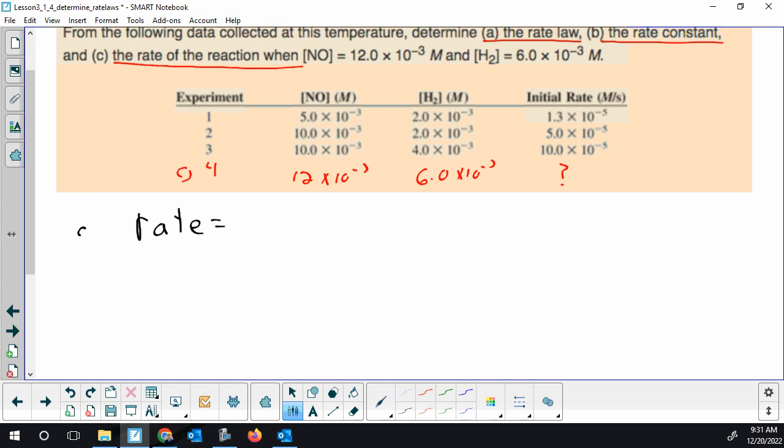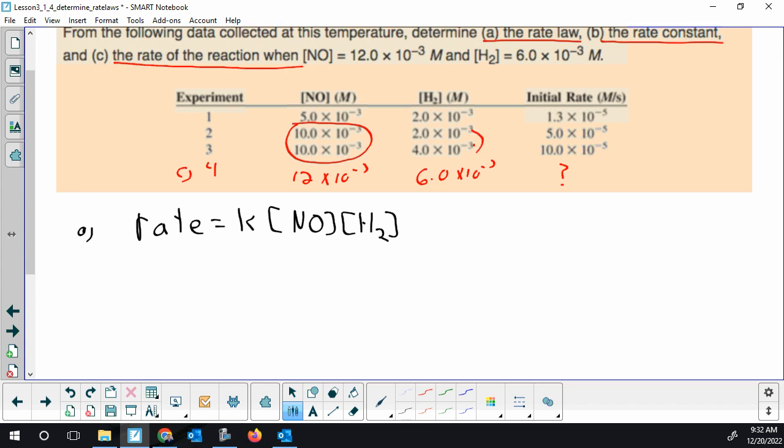So we want question A, rate law. Rate equals k times the concentration of NO times the concentration of hydrogen, and we're going to figure out what powers go there. We're going to be able to do this without any big equations or rate ratios. So let's look for a controlled variable. The first thing I notice is experiment 2 and 3 have the same concentration of nitrogen monoxide, so we can look at what hydrogen does, solve for hydrogen's order.